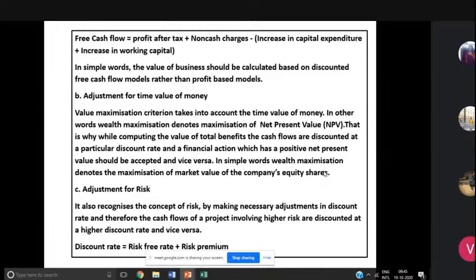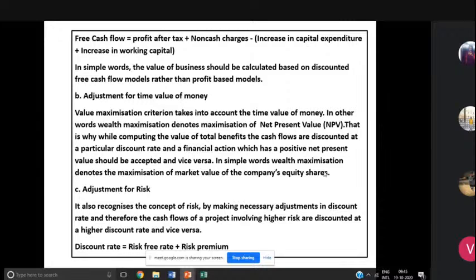This is the way to remember. What is free cash flow? Entrepreneur's cash flow. In simple words, the value of the business should be calculated based on discounted free cash flow models rather than profit-based models. In brackets write MCQ. The value of business should be calculated based on discounted free cash flow models or free cash flow models rather than profit-based models. Please write down in brackets MCQ.